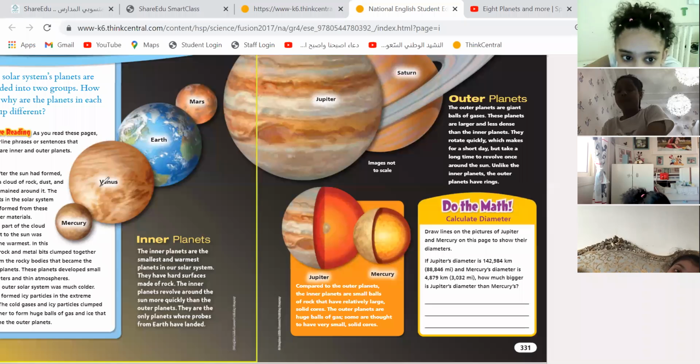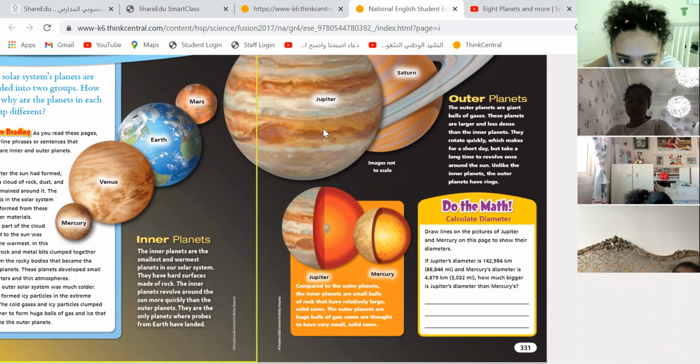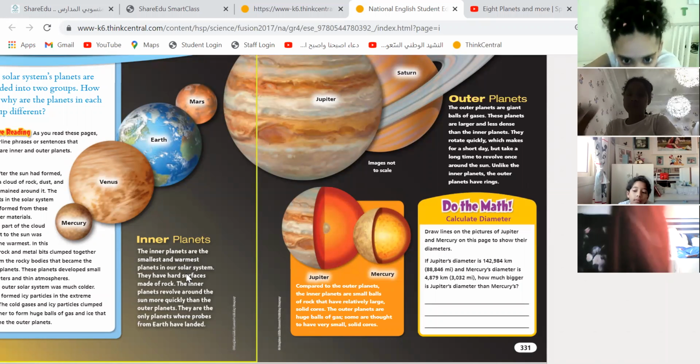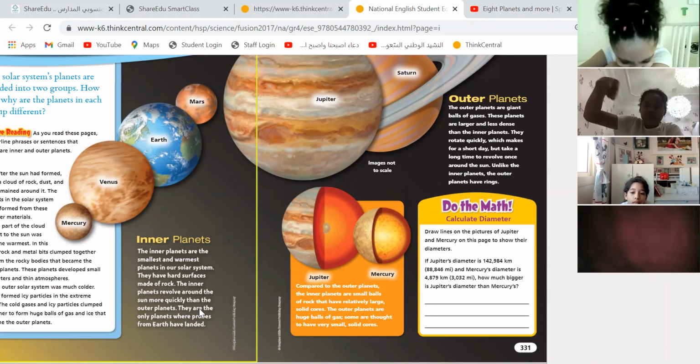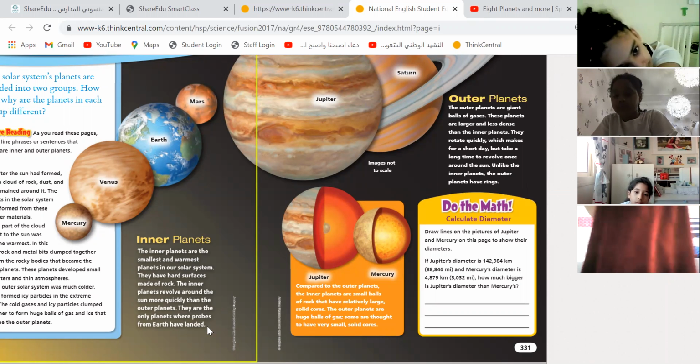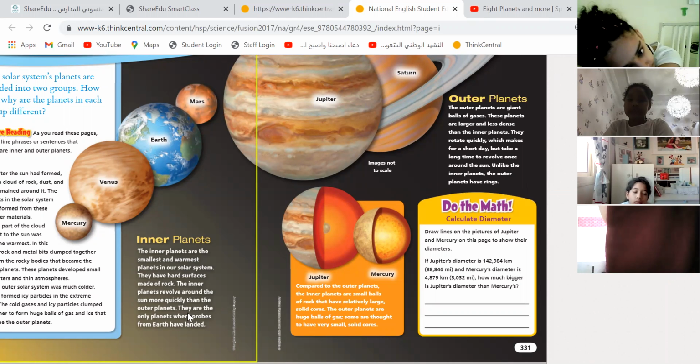They have a hard surface made of what? Made of rock. The inner planets revolve around the sun more quickly than the outer planets. They move very fast. They are the only planets where probes from Earth have landed. Okay, so these are the inner planets.